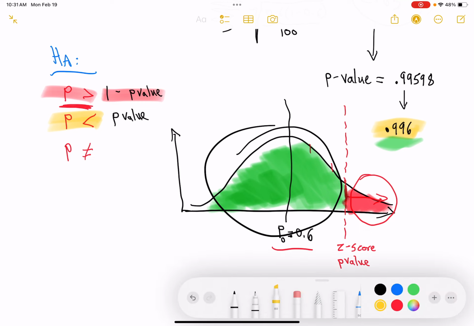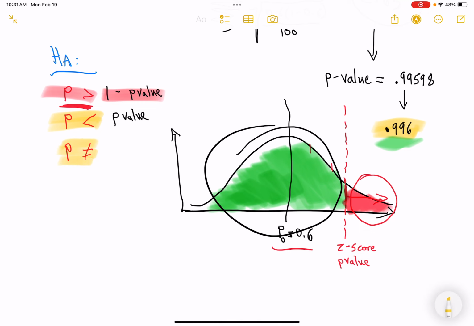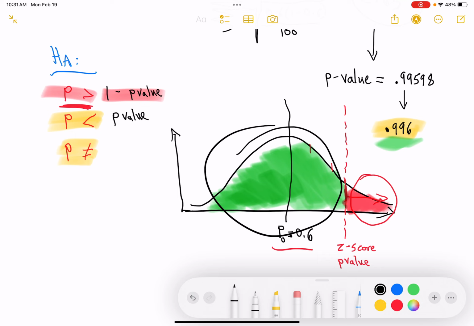This idea of does not equal to. And if our proportion does not equal our null proportion, I want you to imagine it like this.